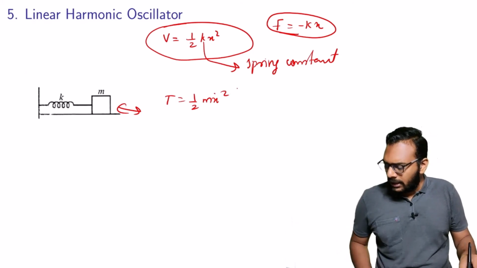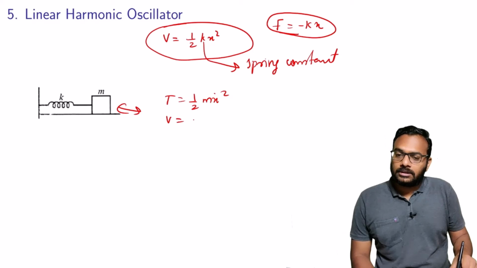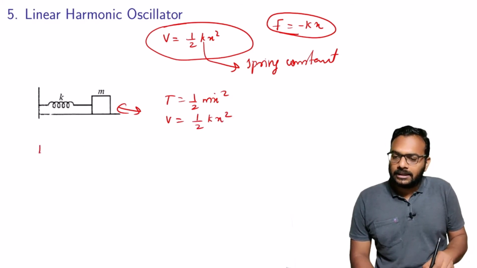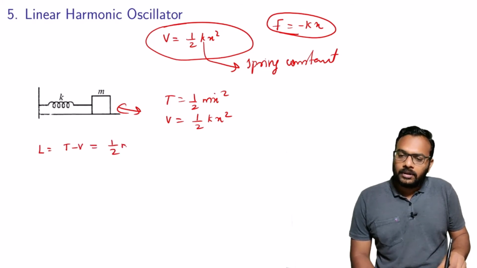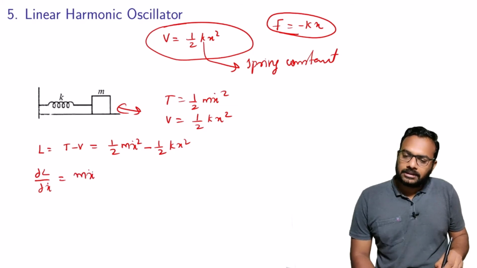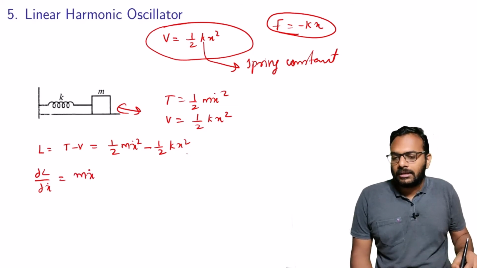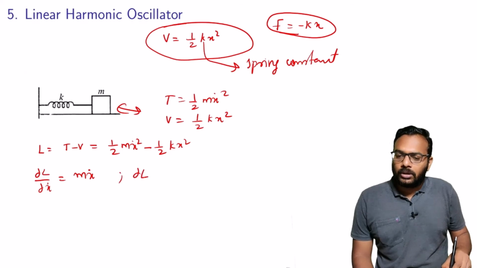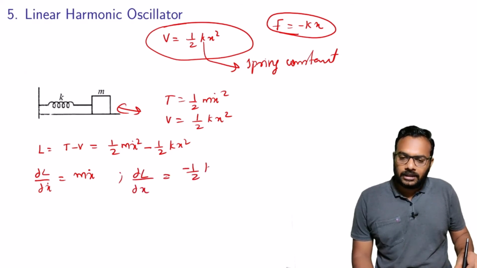And what's the potential energy? That's equal to half kx square. And what's the Lagrangian? L equals T minus V, that's equal to half m x dot square minus half kx square. Now we find dou L by dou x dot, you get m x dot, and if you take d by dt, you'll get m x double dot, and dou L by dou x is equal to minus kx.